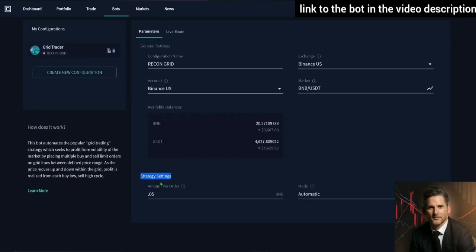Now, if you're not familiar with how a grid bot strategy actually works, the bot automates the popular grid trading strategy, which seeks to profit from volatility by placing multiple buy and sell limit orders on grid lines between defined price ranges, upper and lower limits typically. And as the price moves up or down, the profit is actually realized by buying the dip and selling the rip on the way back up.